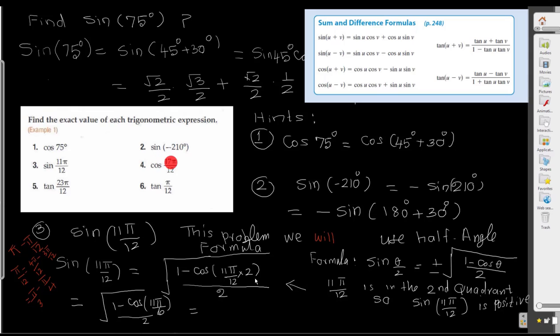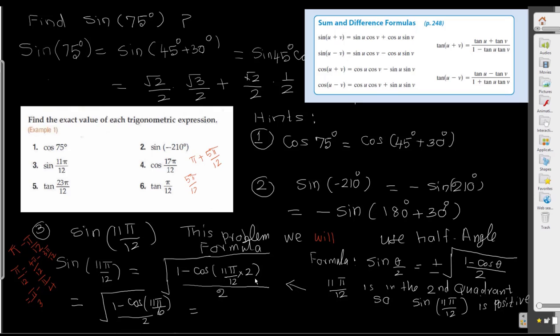Okay, cosine 17 pi over 12. So how are you going to do 17 pi over 12? That one you can break like pi plus 5 pi over 12. That's one way. Then what is cosine of pi plus 5 pi over 12? It is in the third quadrant. It's negative cosine 5 pi over 12.